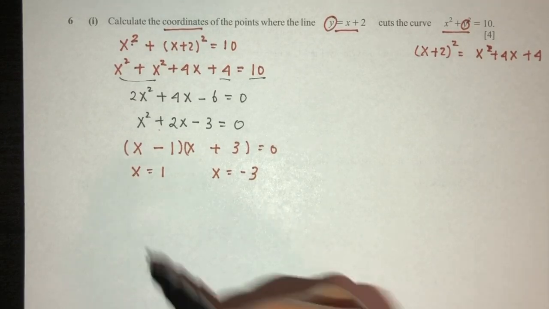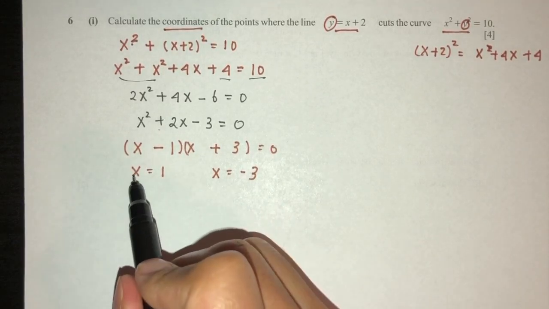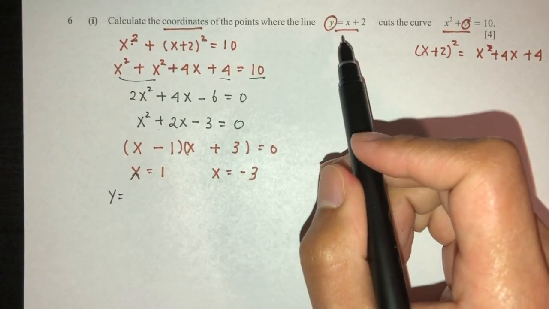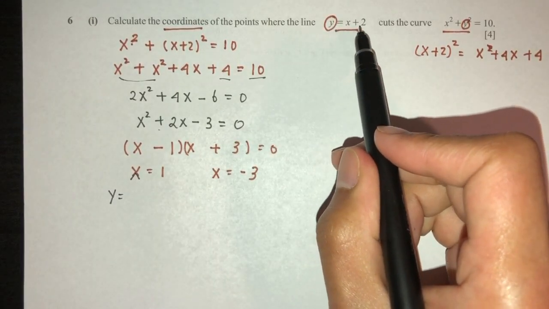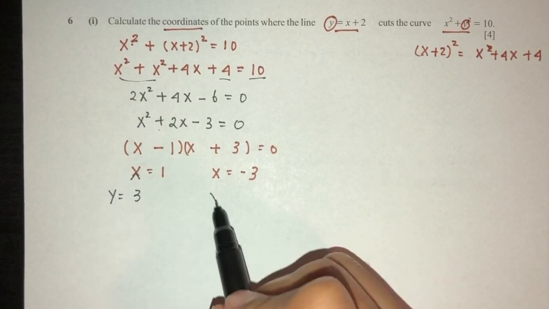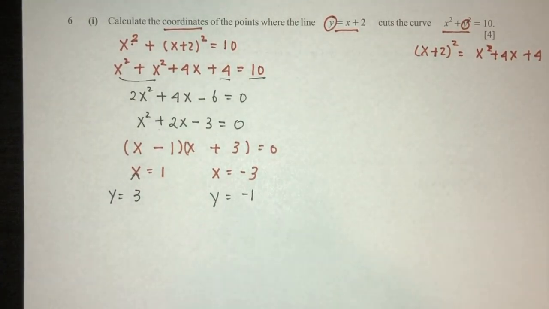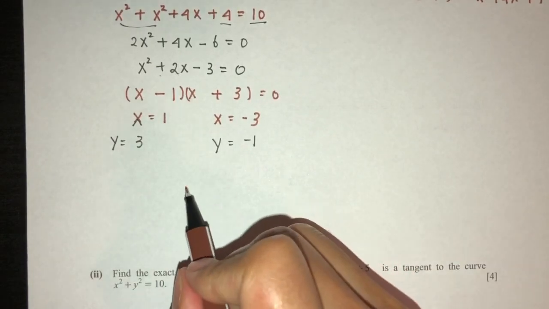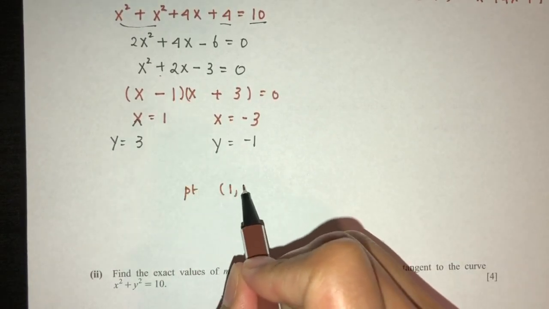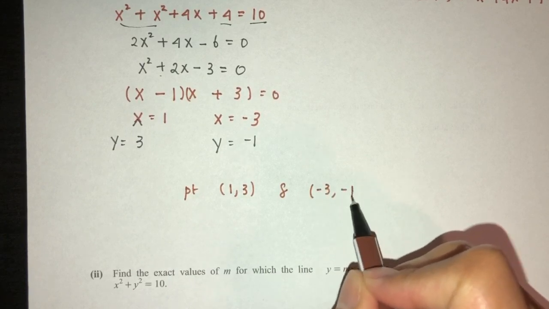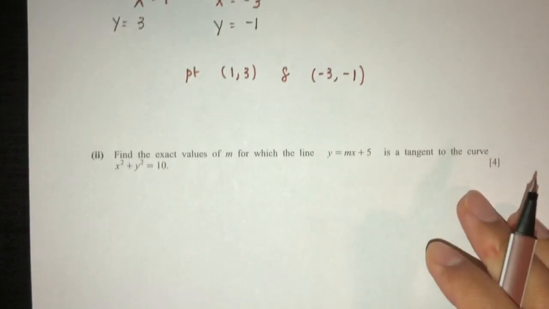Now let's find the corresponding value for y. When x is equal to 1, what is the value for y? Replace back in this equation, you will have y is equal to x plus 2. That will be 3, and for x equals minus 3, that will be minus 1. So we have 2 points. One is (1, 3), and then (minus 3, minus 1). 2 points. That is part 1.